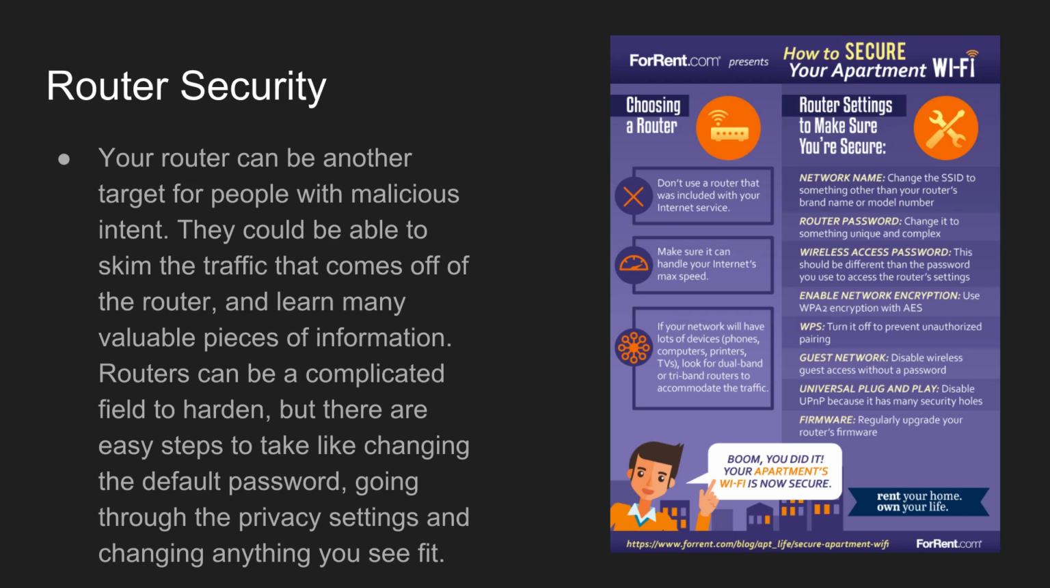So routers are another target that people can use to attack your information. You can skim a lot of the traffic that comes off the top of a router and this allows people to gain valuable insights into your personal data. And while a lot of routers can have complicated or unintuitive user interfaces, there are simple steps you can take, like changing your default password and going through the privacy settings and changing anything that you think would be beneficial.